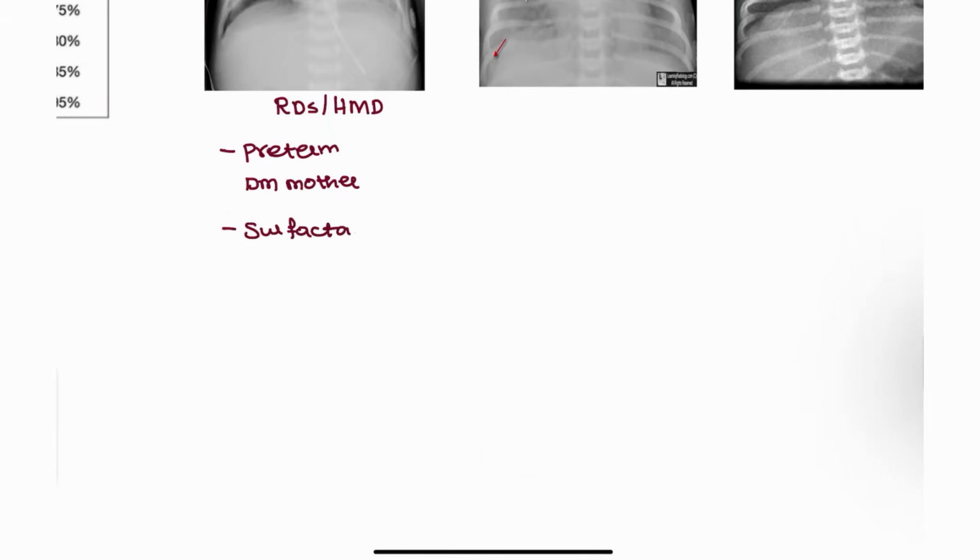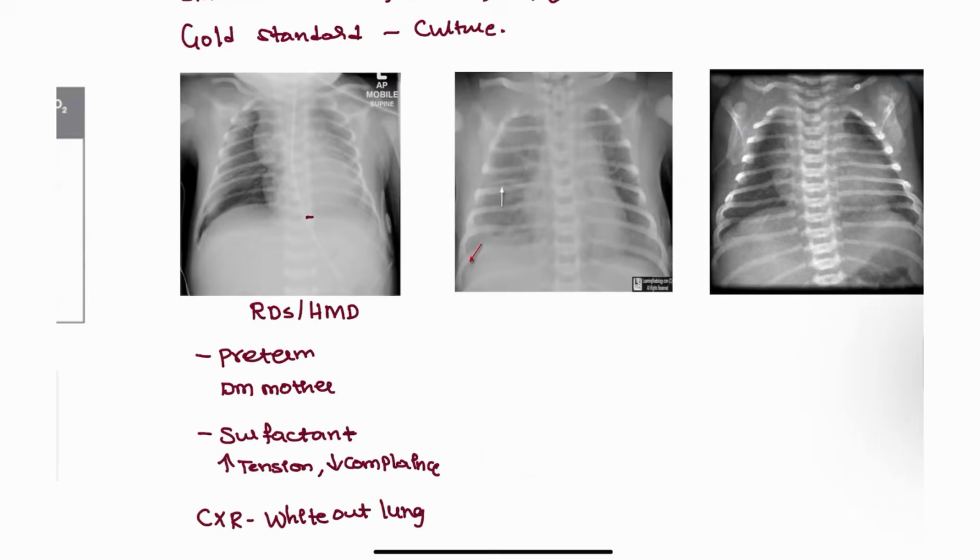Okay, so surfactant is important, but if there is no surfactant, what happens? There is an increased surface tension and also decreased compliance, which will lead to collapse of the lung tissue. So when there is no surfactant in this baby, on the chest X-ray you are going to see the white out lung. Okay, white out lung, because there is no compliance, no air inflation will be seen. So completely there will be whiteout lung we are going to see.